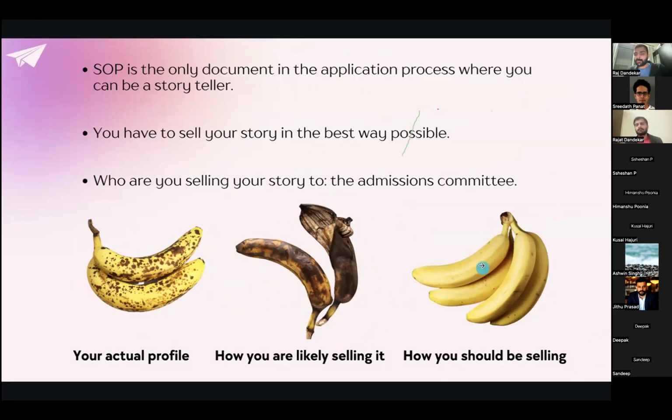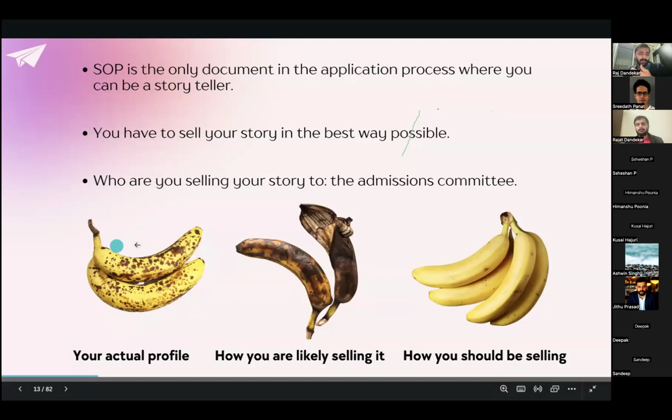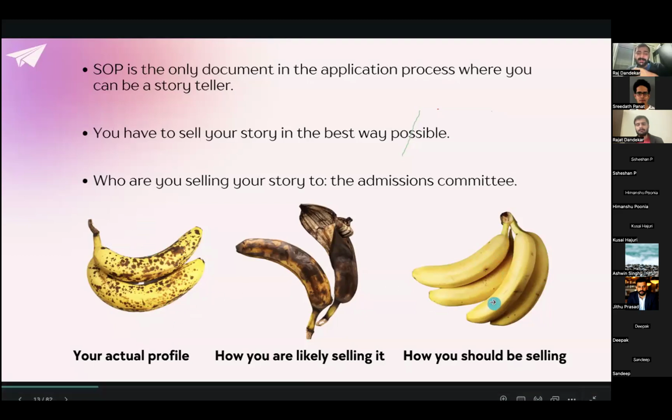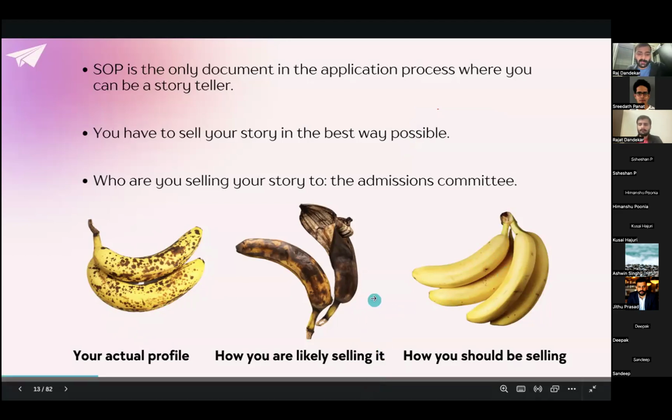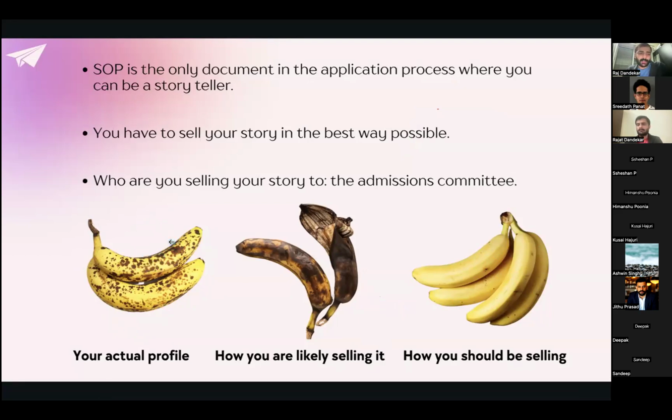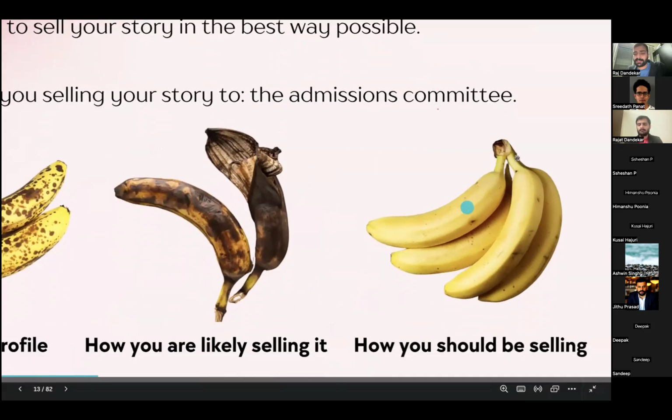Whereas top SOPs acknowledge weaknesses in their profile and convert these weaknesses into points of strength. So even if your actual profile has weaknesses and you know it internally, the way you write your SOP, the way you write your story, should be such that although the weaknesses are there, they are perceived as a point of strength. And this is where the true art of writing the statement of purpose comes into the picture. So one takeaway which all of you should take from this webinar is that you should be good storytellers. Don't just focus on the weaknesses in your profile. Start thinking about how you can display the banana as something like on the right hand side.